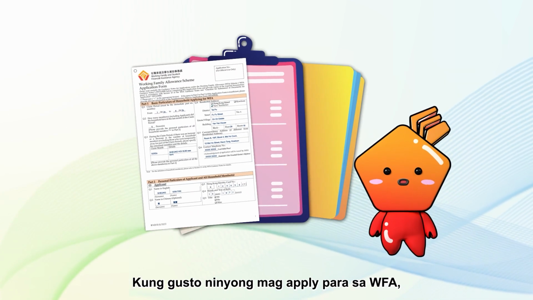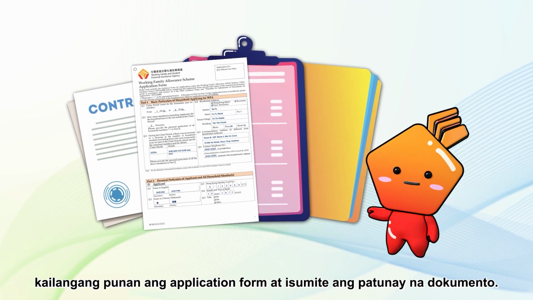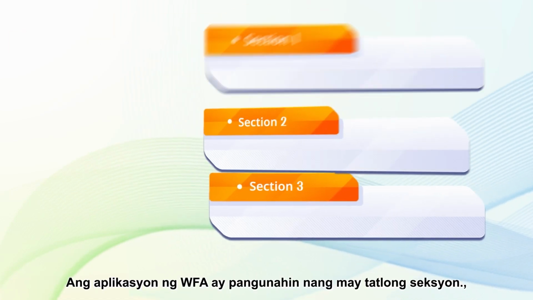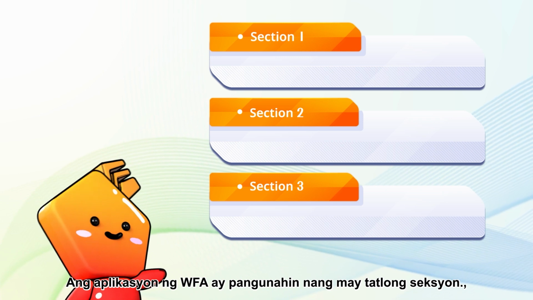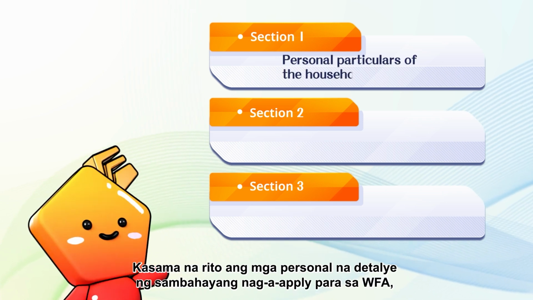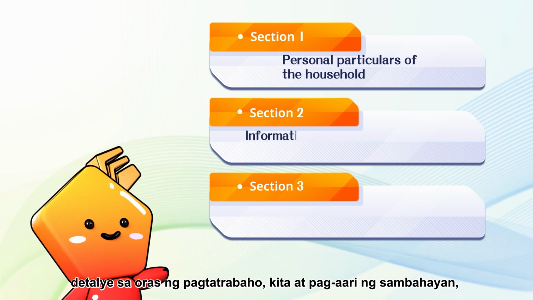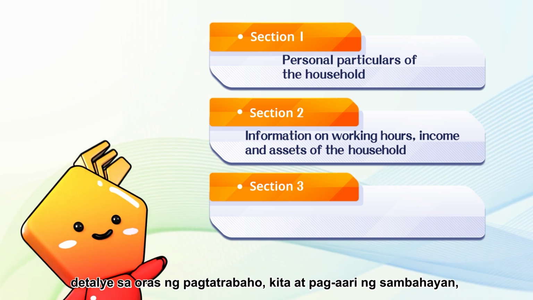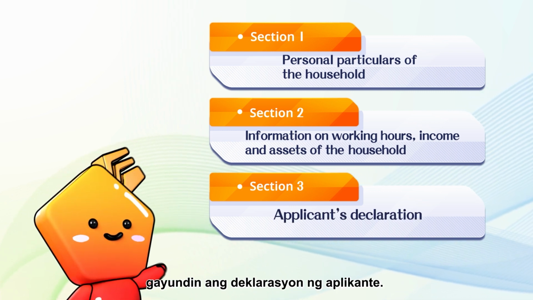If you would like to apply for DUFA, you need to fill in the application form and submit documentary proof. The DUFA application form mainly covers 3 sections, including personal particulars of the household applying for DUFA, information on working hours, income and assets of the household, as well as applicant's declaration.